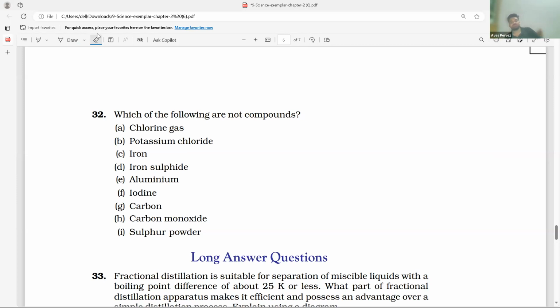Okay. Iron sulfide is an element or compound? Compound. Who's saying element? Iron and sulfide are two things here. Iron is an element, Fe, and sulfide is sulfur. So FeS means there are two elements that are combining together. That's why it is a compound.